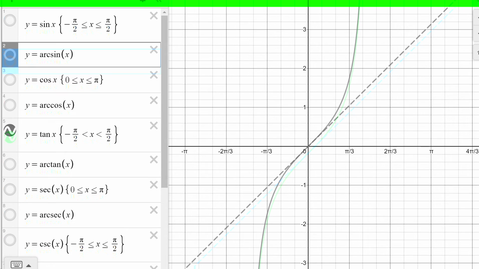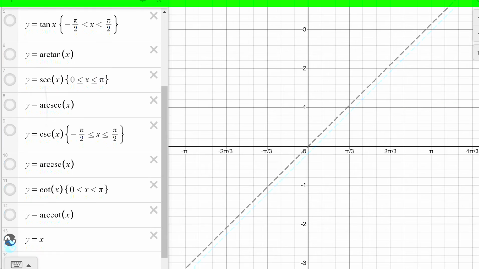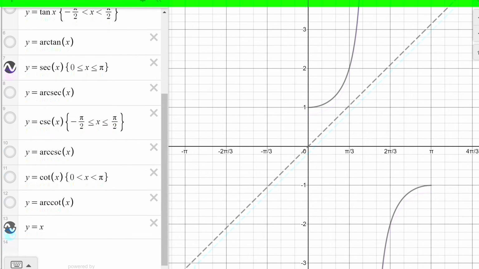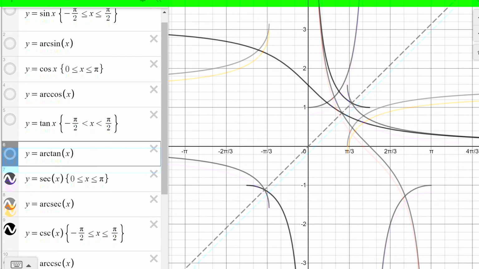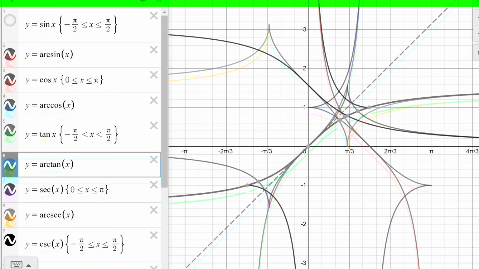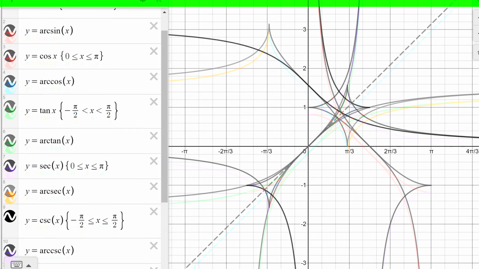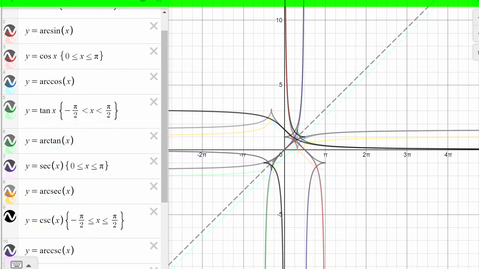Here's tangent. That's the section of tangent we took. So if we flip that, it looks like that. Okay, secant, this is the section of secant that we would take. It's everywhere from 0 to pi, not including pi/2. And then we flip that, it's that. So that's kind of crazy. And then this one looks pretty weird too. Actually, if you turn them all on, you get just kind of a cool shape here. But it's all kinds of craziness going on there. So those are the restricted domain trig functions and their inverse functions.